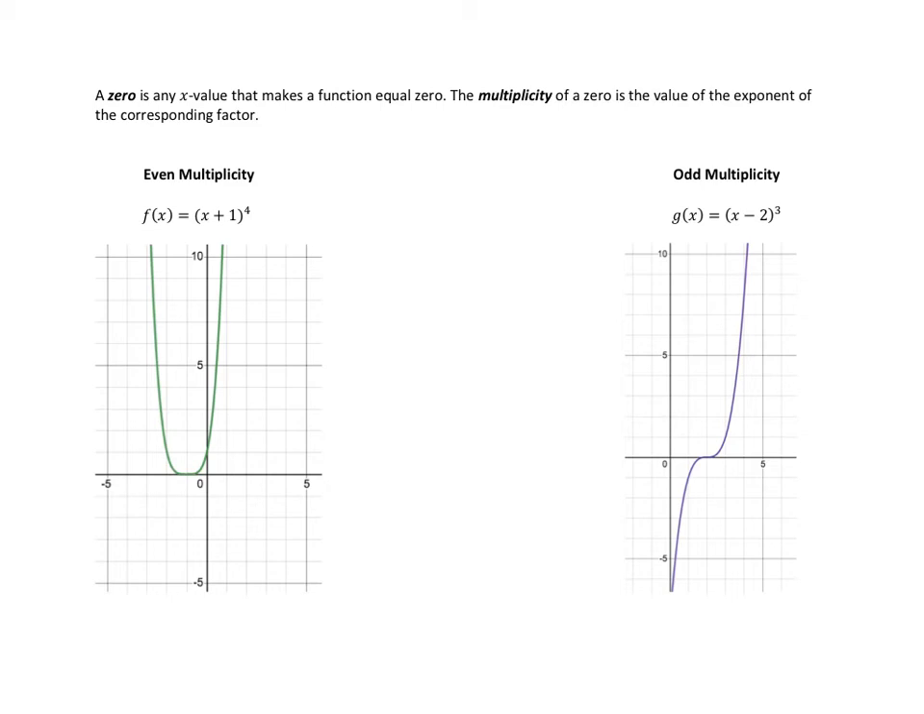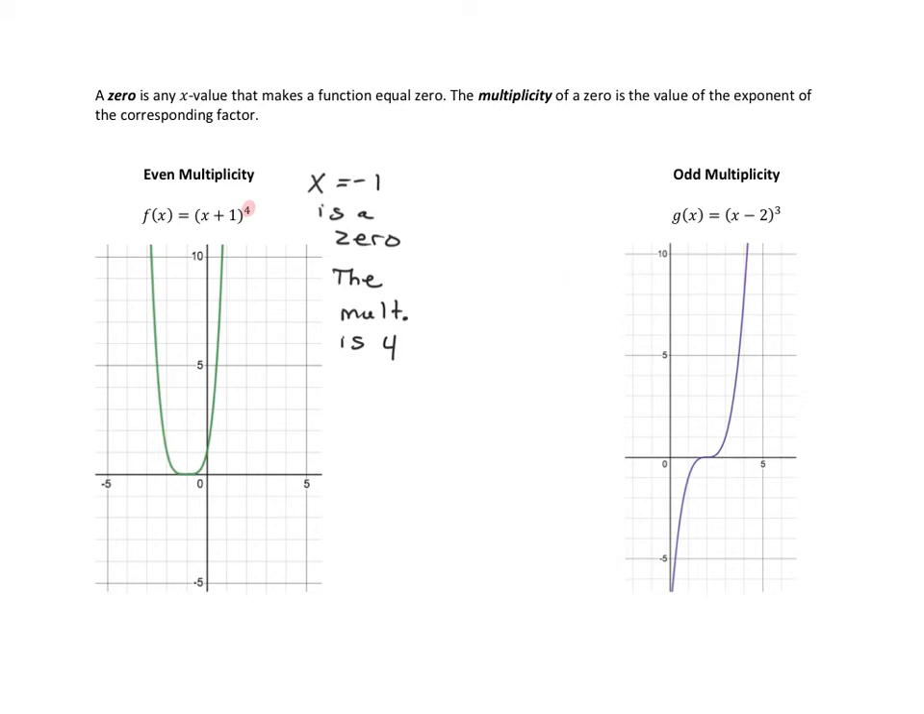But there's another term, something called multiplicity. The multiplicity of a 0 is the value of the exponent for the corresponding factor. So that's going to be this number here and this number here. So the 0 of -1 corresponds to this factor because -1 makes the factor 0. And then this number 4 is what we call the multiplicity. So I just made a quick note of that. The 0 is at -1, the multiplicity is 4.